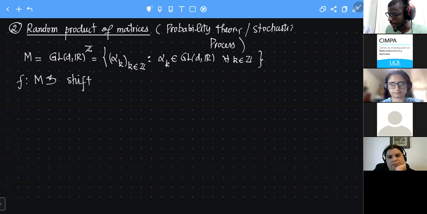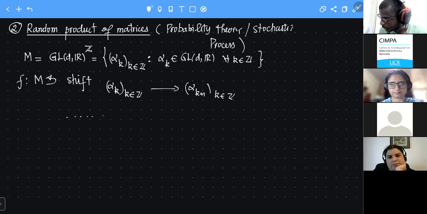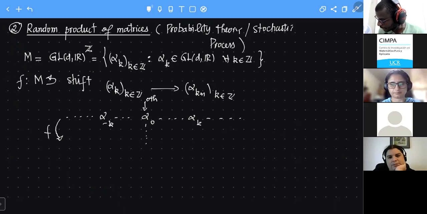What the shift map does is that if you have a sequence alpha_k, k in Z, you shift it one unit to the left. So you just look at alpha_{k+1}, k in Z. There is not a lot of difference here, I'm just changing the position. For instance, if you start with alpha_{-k} until alpha_0, alpha_k, and so on, this is the 0 position of the sequence. And what the map F does is, instead of alpha_0 here, in the same position you get alpha_1, you just shift it one unit to the left.